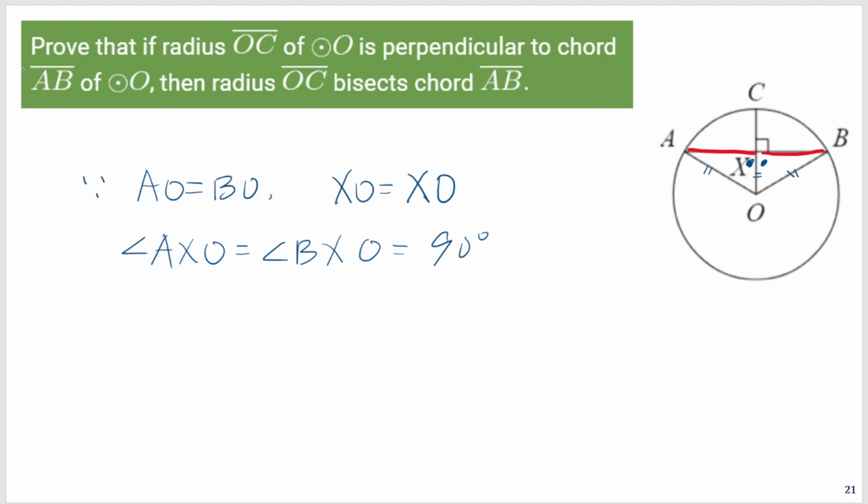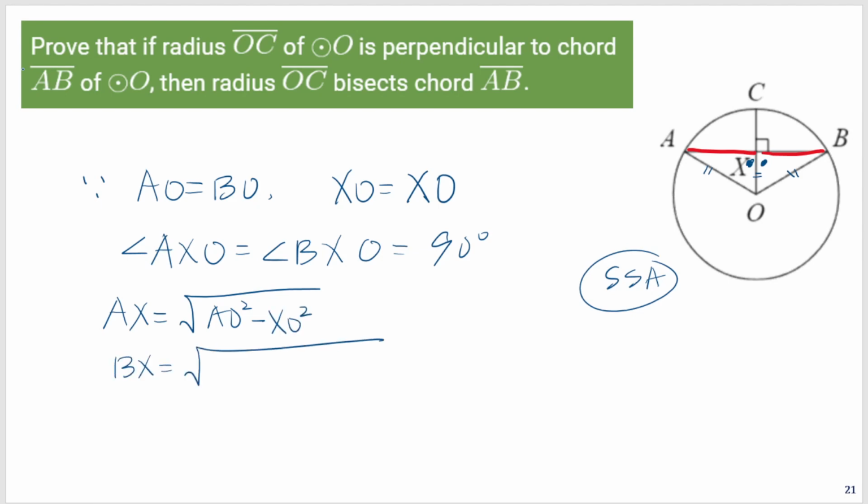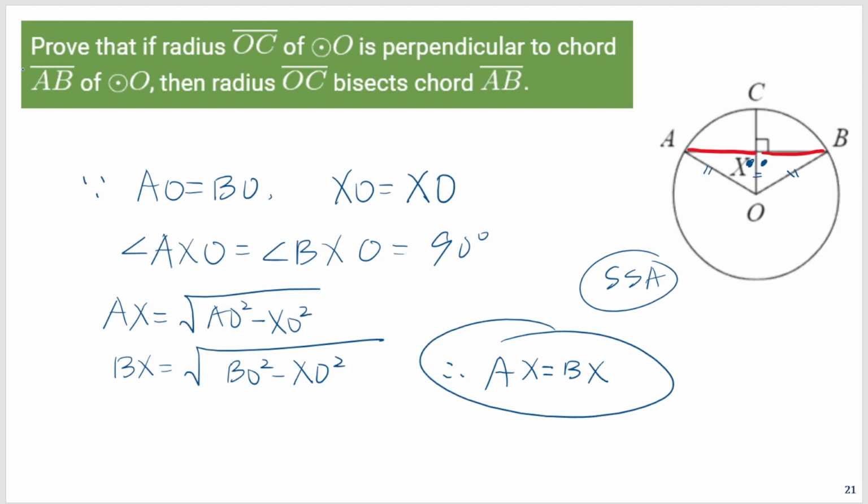Again we have SSA here, right? So do not say SSA indicates congruence. You need to prove AX equals square root of AO squared minus XO squared, right? And BX equals square root of BO squared minus XO squared. Therefore, we know AX equals BX, right? So we have proved AX equals BX. Can you see that? AX equals BX, not because of SSA, but because we have a pair of right triangles, and two pairs of equal sides indicate the remaining pair of sides are also equal, right?